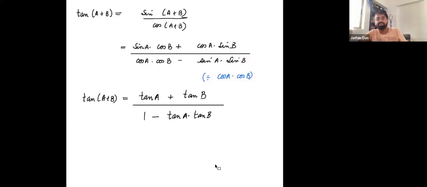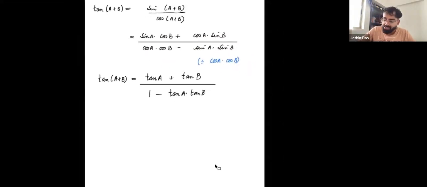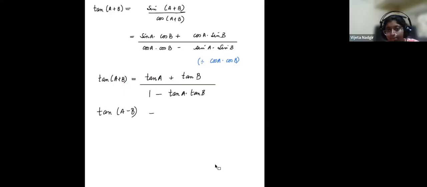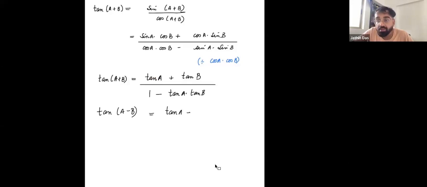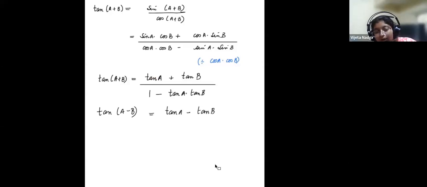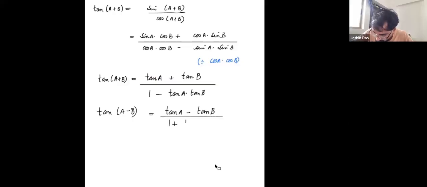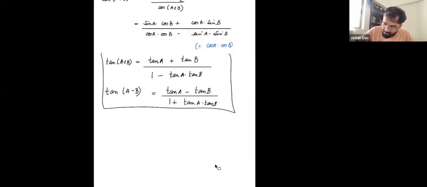Now you have to remember: tan A plus B is tan A plus tan B, the sum, divided by 1 minus the product. It's very easy actually. So you can guess what tan A minus B will be. Put minus B: tan A minus tan B divided by 1 plus tan A tan B. Because here it becomes minus and here it becomes minus, this comes outside, minus minus becomes plus, and this will remain minus. So these two you should remember.